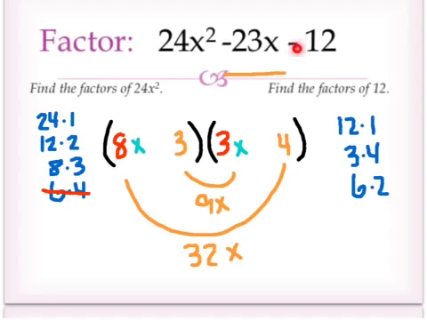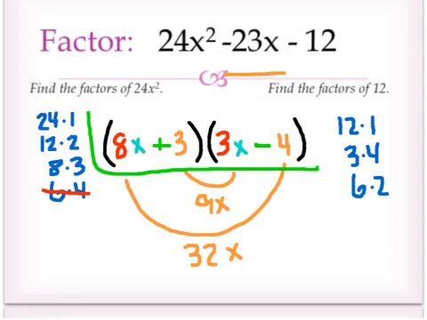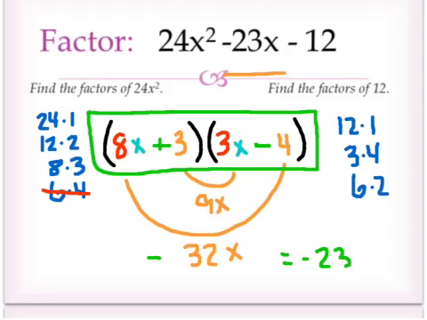So, looking at my signs here, different signs, biggest product has to be negative. So that's going to be the 32x. So the negative sign is going to go here. The plus is going to go here. And 8x plus 3, no GCF. 3x minus 4, no GCF. My inners and my outers add up to give me my middle term. So I know that I did this correct.